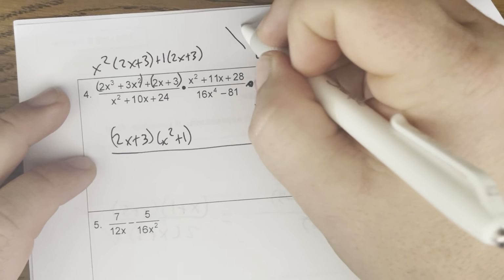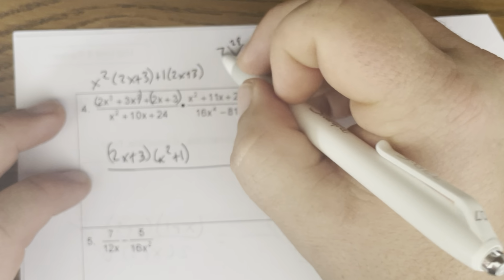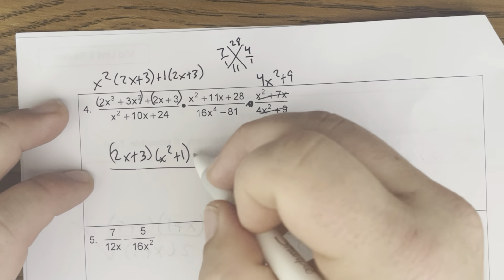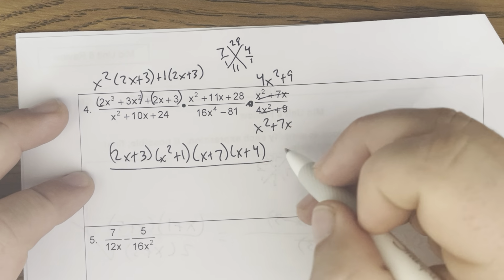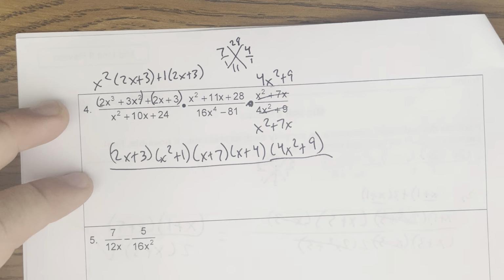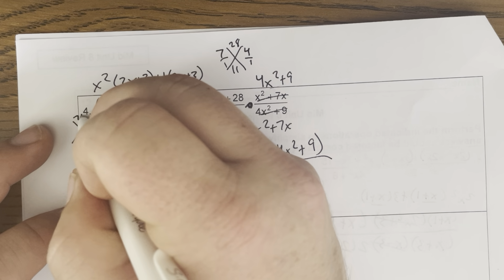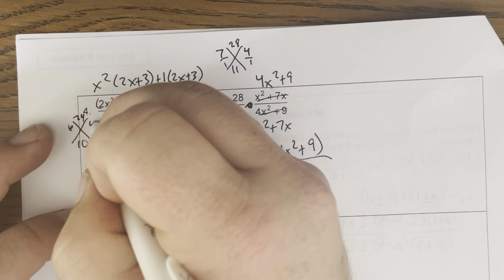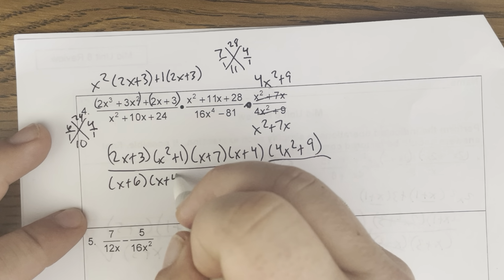On this one, we've got what multiplies to 28 and adds to 11, and so that's going to be 7 and 4. So x plus 7, x plus 4. And then 4x squared plus 9, that's not going to factor any because it's addition. You can't do sum of squares, just difference of squares. Down here, we're going to think what multiplies to 24 and adds to 10. That'll be 6 and 4. So x plus 6, x plus 4.